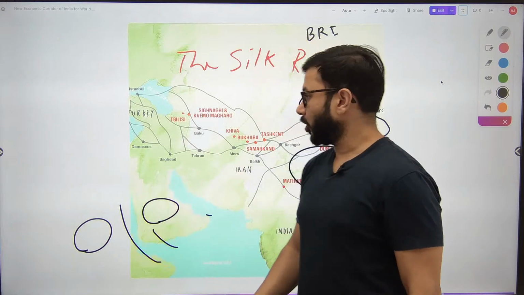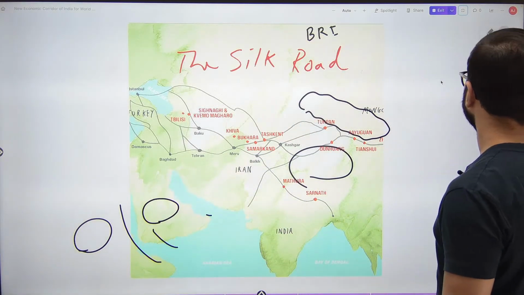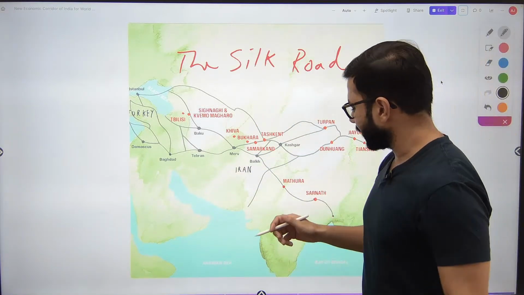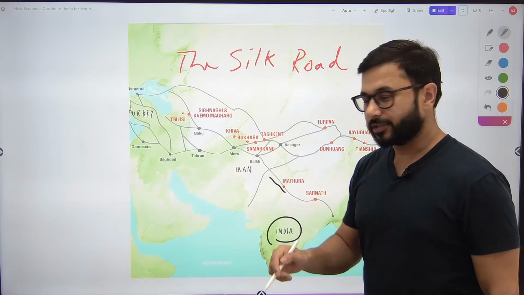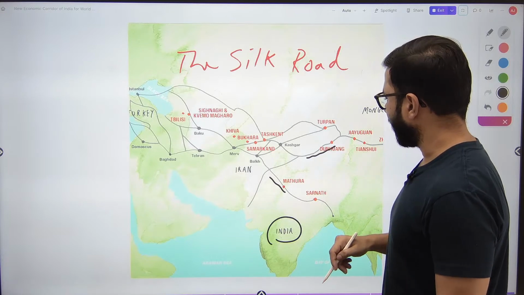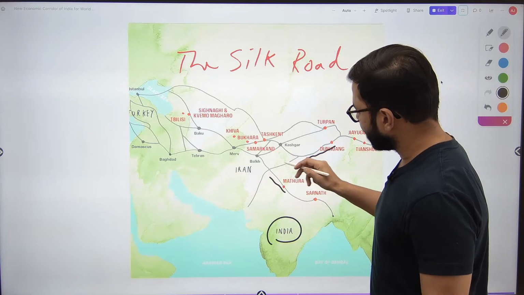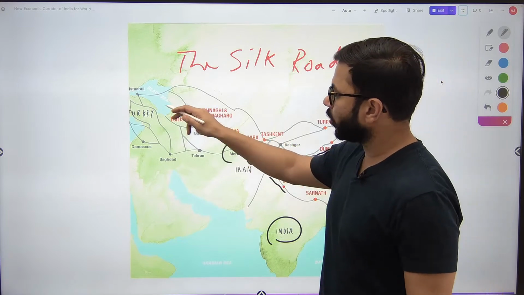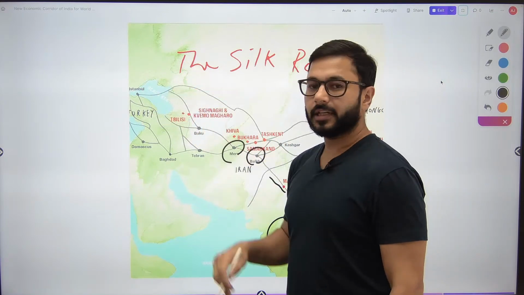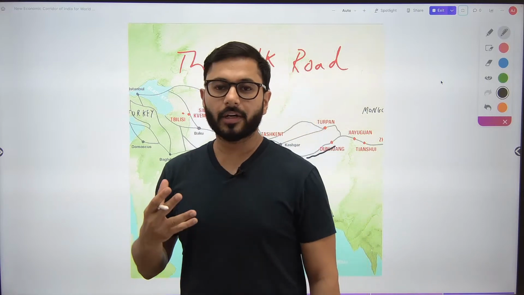If you look at another map which summarizes all this, this is India, this is the Royal Road which I just mentioned, this is the Imperial Highway which I just mentioned, and they connect somewhere here in the Middle East and then they all go all the way to Turkey and then to Europe. So this was the whole Silk Route.